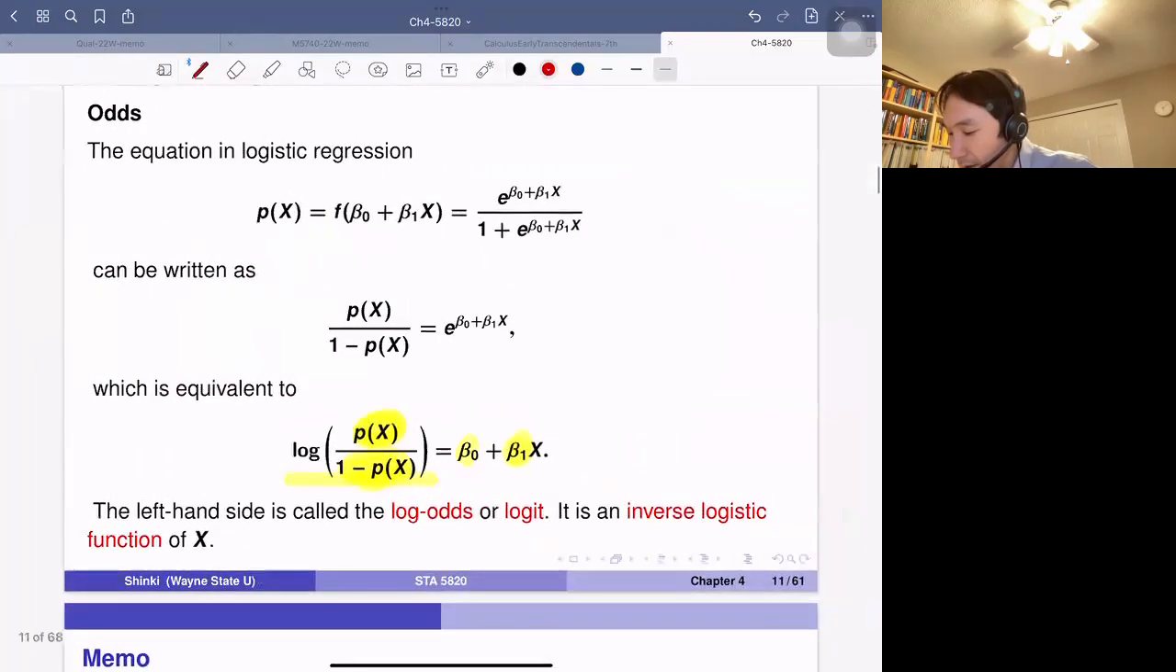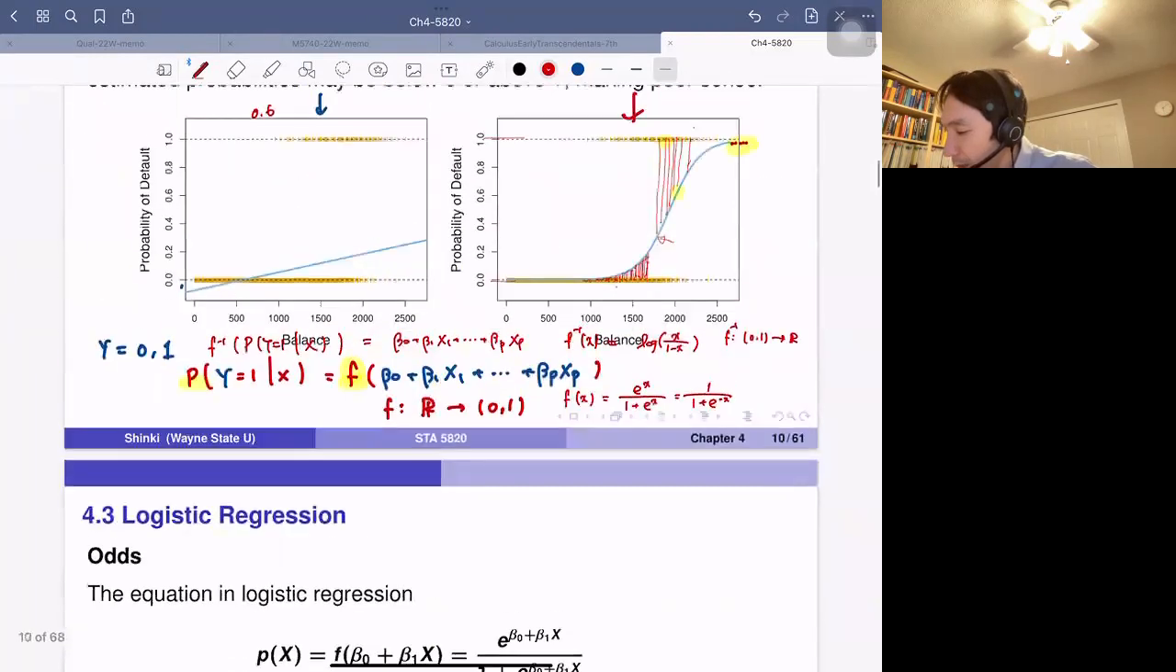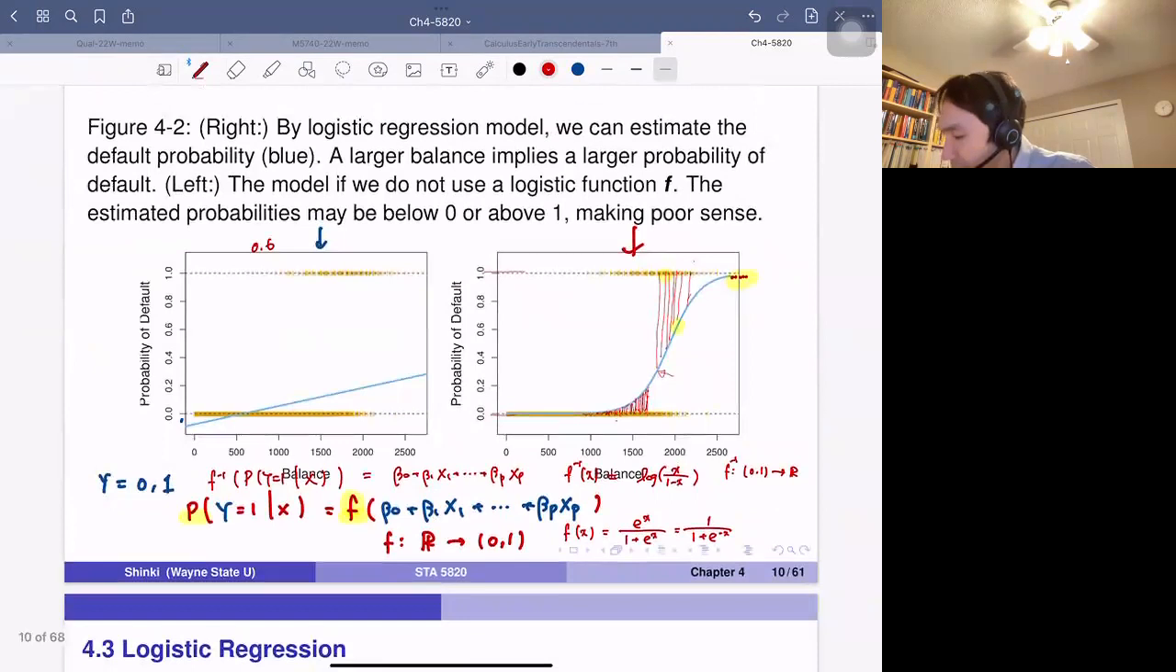So that's why we don't use residual plots. One way to make a residual plot is to consider bins: 0 to 500, 500 to 1000, 1000 to 1500, and so on. Then we can see the average fitted value and the average of the observations.